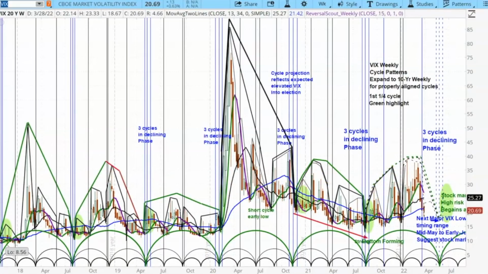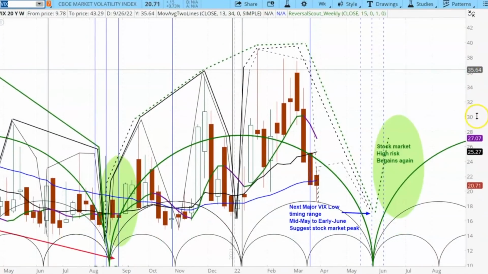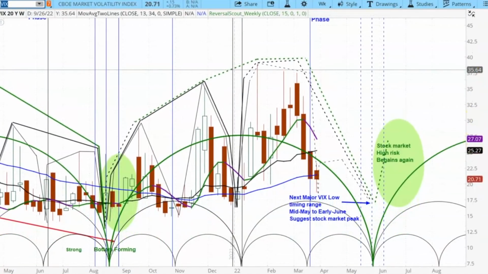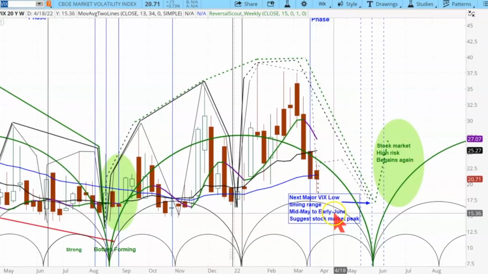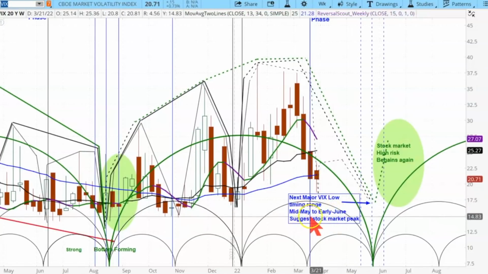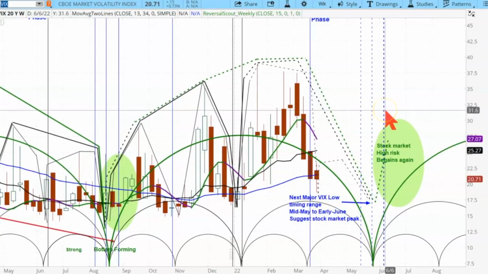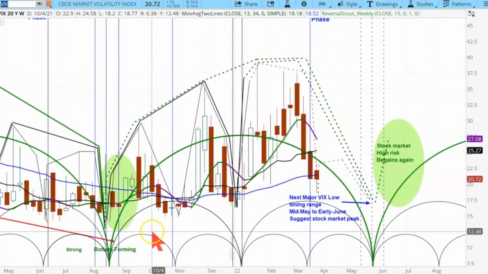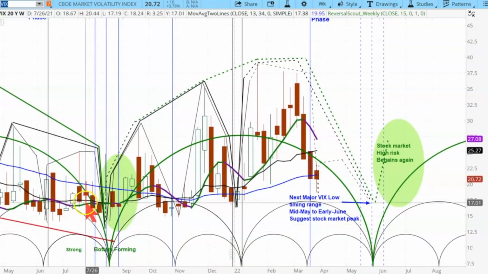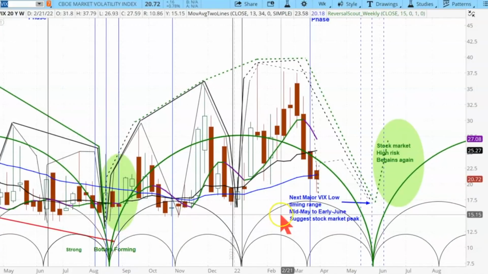So where are we right now as far as the harmonics on the VIX? Well, you can see in there the note that we have in there. The next major VIX low, the timing range for that is mid-May to early June. These blue vertical lines you see right over there are the three of them, meaning that all three of these cycles are coming down at the same point. When that happened right over here, you see implied volatilities were falling and the stock market was firm.